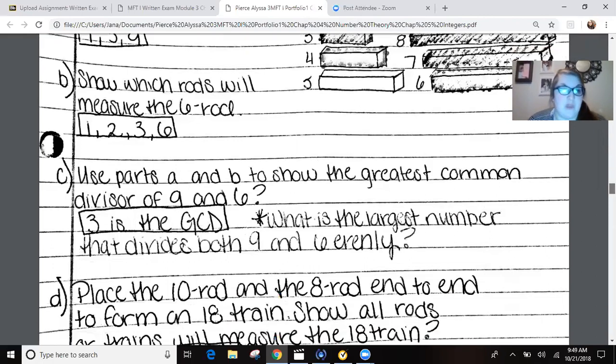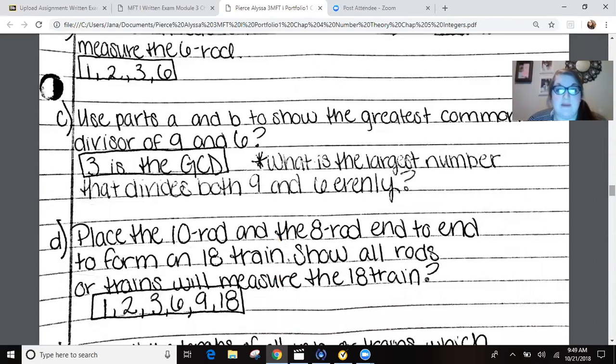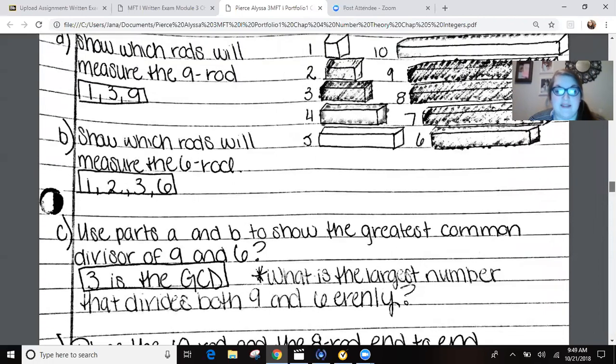So for C, use parts A and B to show the greatest common divisor of 9 and 6. So what that's asking is, what's the largest number that we were given that divides both 9 and 6 evenly? So is 1 the largest number? No, because if you notice, both of these have 3. That's the largest. So the GCD, or greatest common divisor, would be 3.